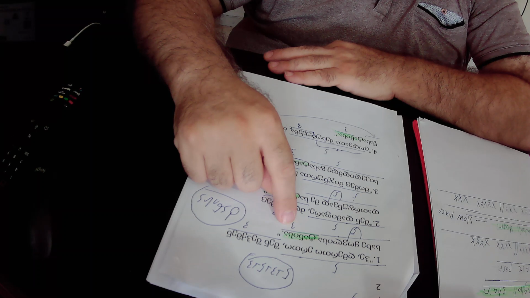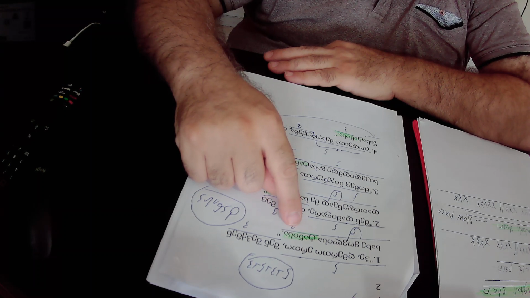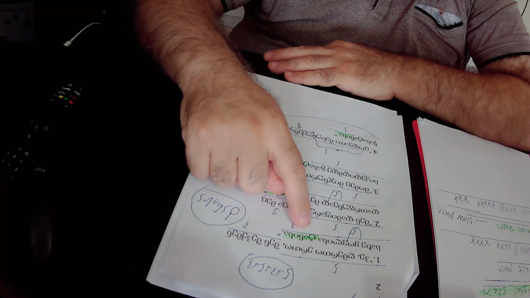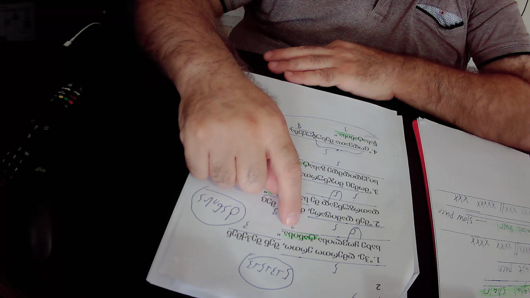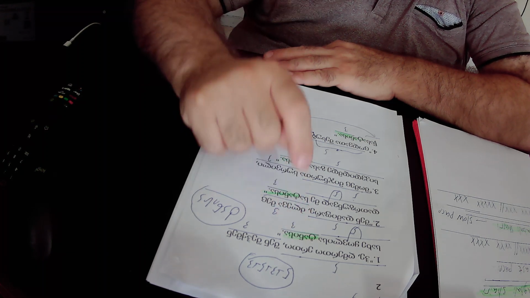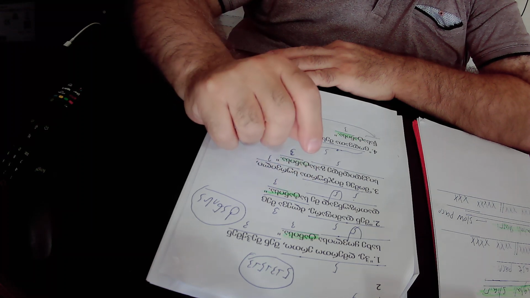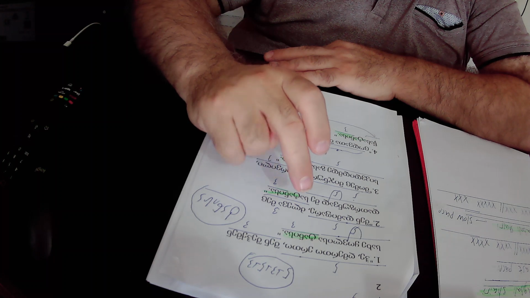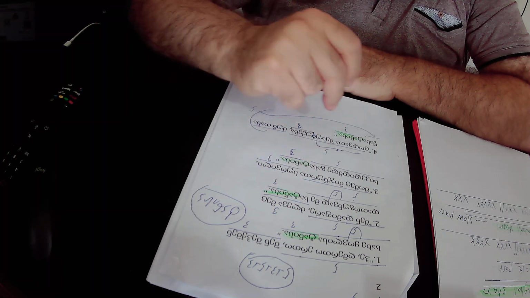So the rhyming is on Tanisa. The last three syllables are Tanisa, so the rhyming is on this whole word, Tanisa. Tanisa consists of three syllables. So the rhyming is on Tanisa, Tanisa, Tanisa, and Tanisa.